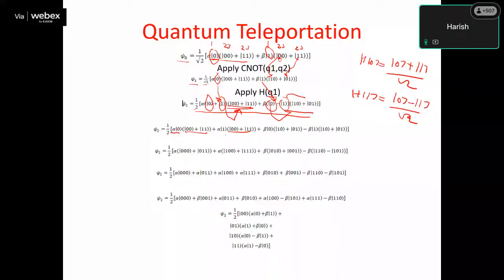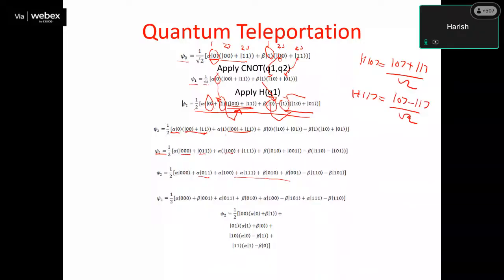Now we multiplied this 0 with this other part, so it becomes 000, and 011. Likewise we multiply 1 with 00, it becomes 100, and same way, so we get psi 2 like this. Now we multiply with this alpha also. So alpha we take inside, so alpha times 000, alpha times 001. We multiply and we get separate terms.